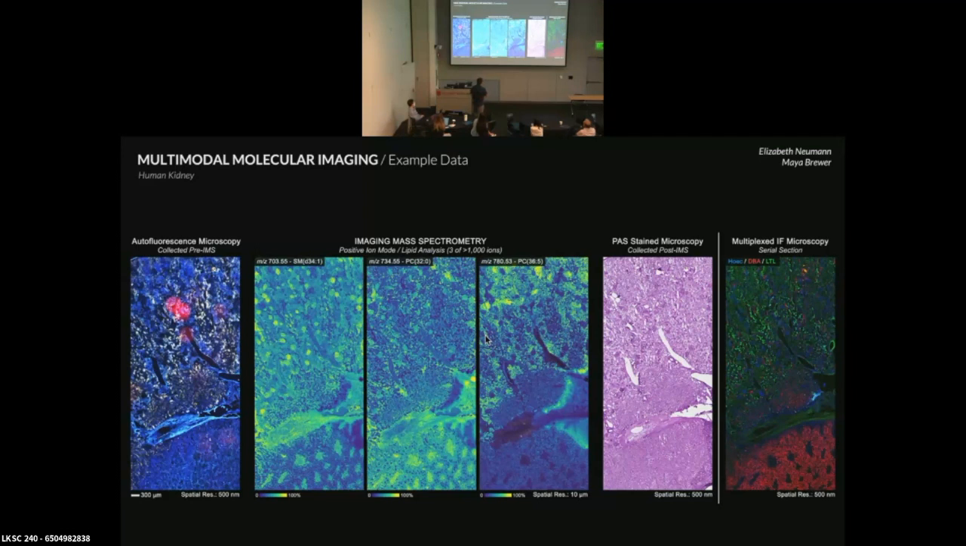And we use it for segmentation. I'll talk about some of those results. Obviously, the imaging mass spec gives us untargeted molecular profiles. PAS gives us a direct link to classical pathology. And then I'll talk about what we do with multiplex immunofluorescence to help inform some of the segmentation maps.